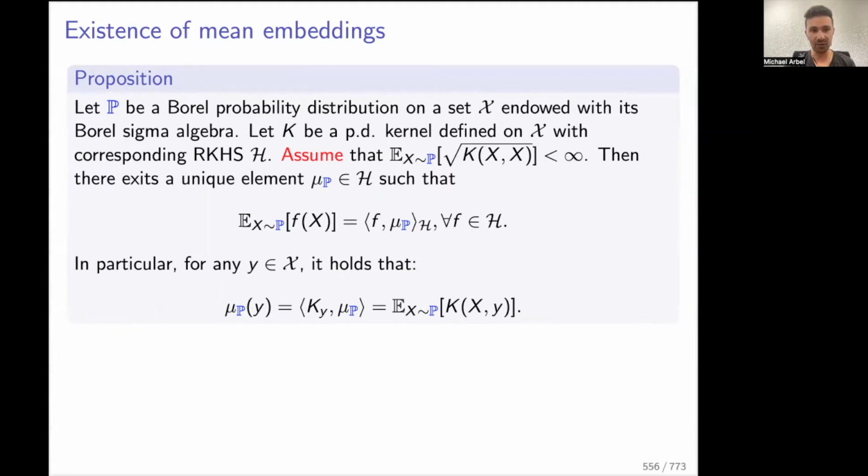If you have a probability distribution P, Borel on some topological set X, and you choose a kernel that is positive definite and assume that it has a finite expectation under P, more precisely, the expectation of the square root of the kernel, then whenever this assumption holds, there exists a unique element, mu P, that satisfies this generalized reproducing property. In particular, it can be expressed as the expectation under P of the kernel, which recovers exactly the definition of a kernel mean embedding that we introduced.